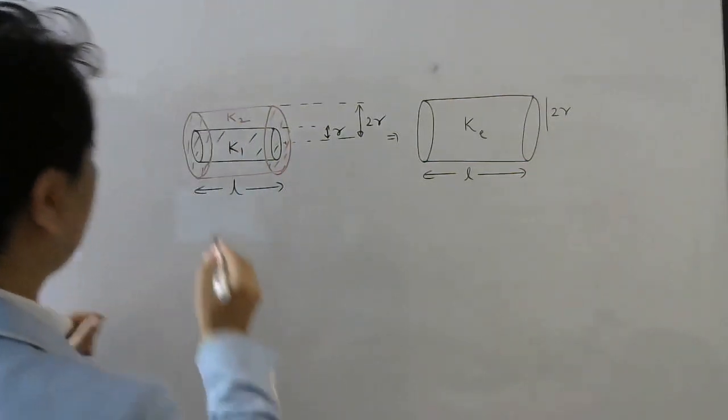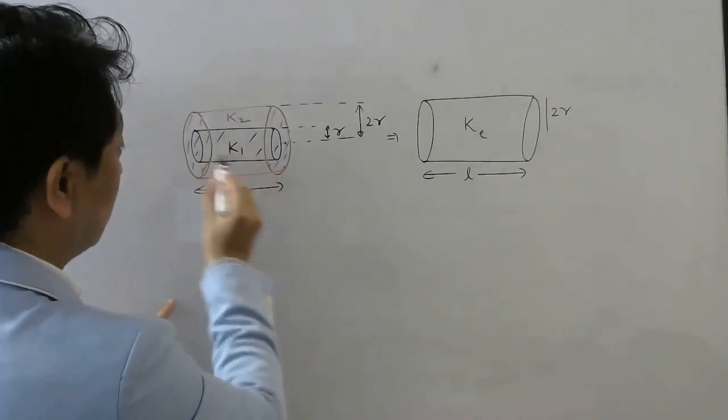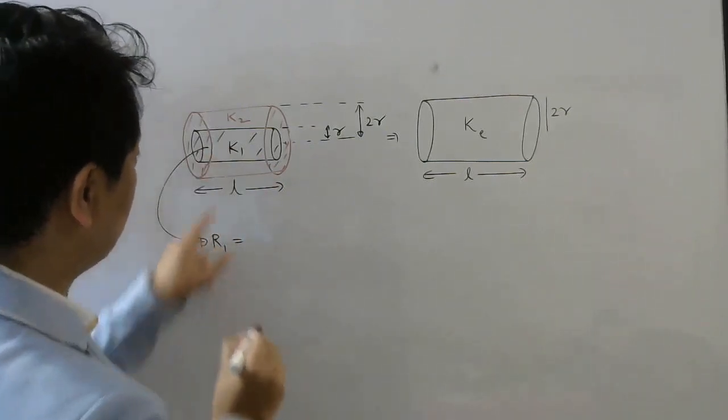Now what we will do, we will calculate the individual resistance of these rods. So let's start with the first one. So this R1 belongs to this part. So what will be resistance of this part?